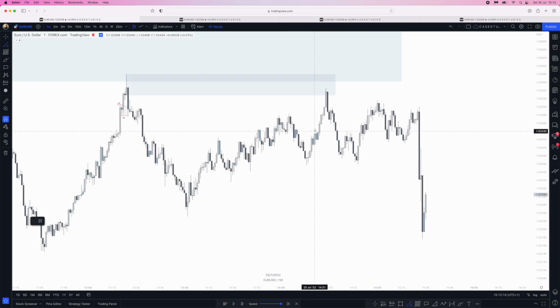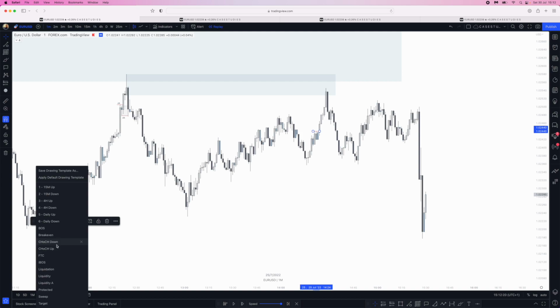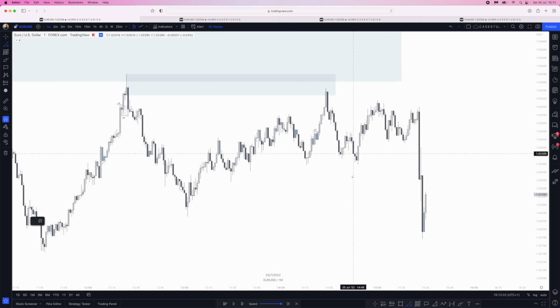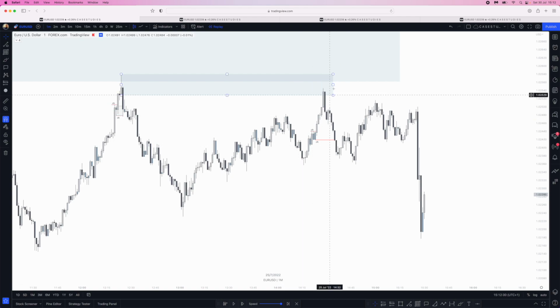Let's just change back to a supply. So if I just mark this out for you properly, we've got this POI right here, we've got our change of character up on this inside bar, so a chalk up, we've then got a change of character down, chalk down, and then we've not really got any interaction either in this one, so this is more of an entry model type 1.